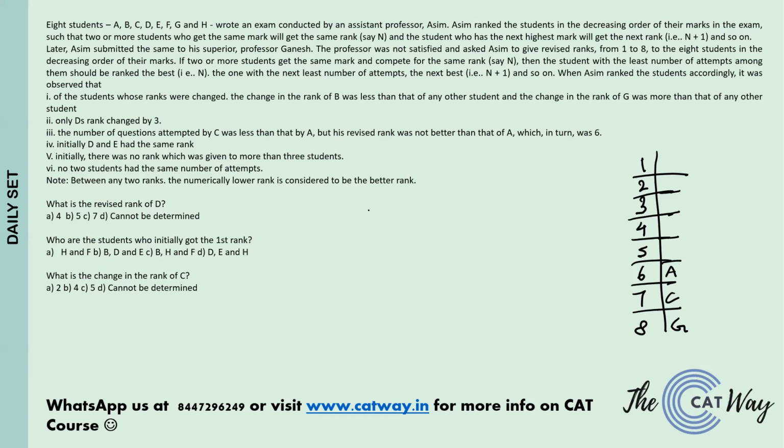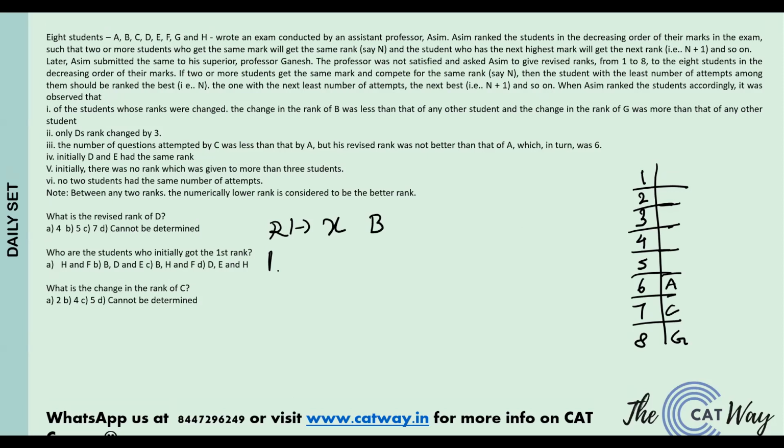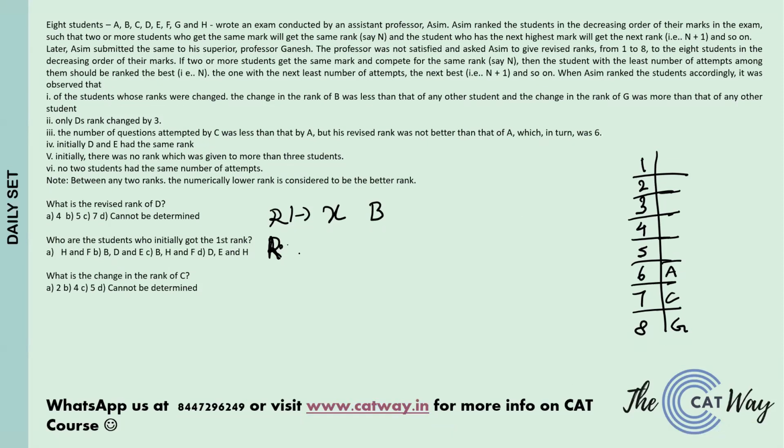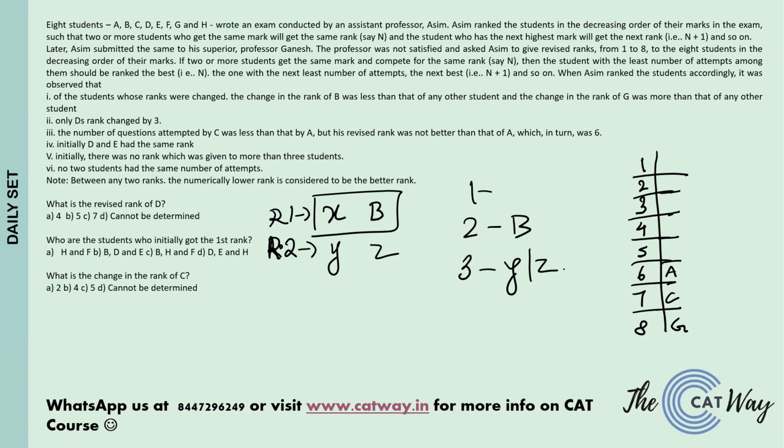Because let's say there were only two people. A we have taken, so I won't take. Let's say there was a person X along with B. They both have got rank 1, and let's say rank 2 is with Y and Z. I'm explaining it to you again. If the change in B's rank is 1, that means B has got rank 2. Because there are only two people, rank 3 would be given to either Y or Z. Whoever it has been given, they also have a change of value 1.